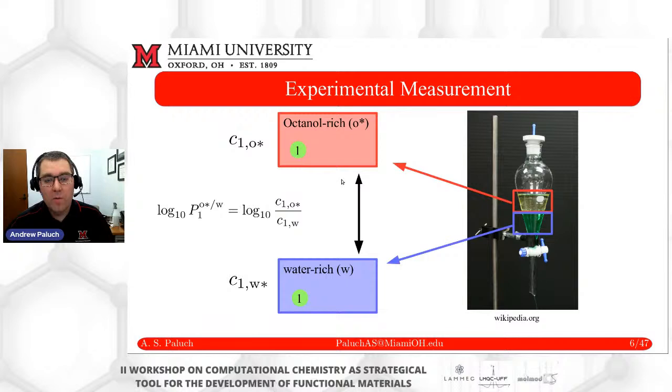All right. So what I'm going to do is start to use some cartoons to walk through the system. If I want to measure my partition coefficient, I perform the shake flask experiment and drain off my aqueous phase, so I separate my aqueous phase from my organic phase and measure the concentration of my solute in those two phases. My octanol water partition coefficient is just related to the concentration of my solute in my octanol rich phase relative to my water rich phase. So here I'm just zooming out on that cartoon of my octanol rich phase and my water rich phase.